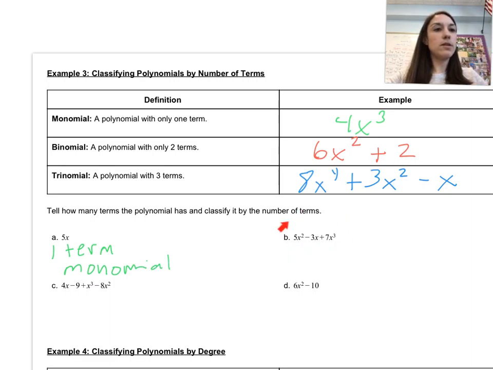In our second one, in letter B, we are looking at how many things are being added together. We have a 5x squared, a negative 3x, and a 7x to the third, separated by the subtraction and addition signs, which gives us our different terms. So altogether we have 3 terms. And if we have 3 terms, that is called a trinomial.